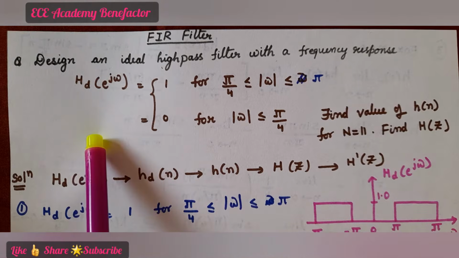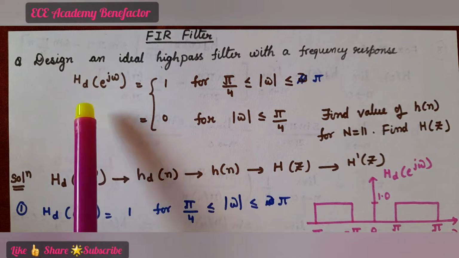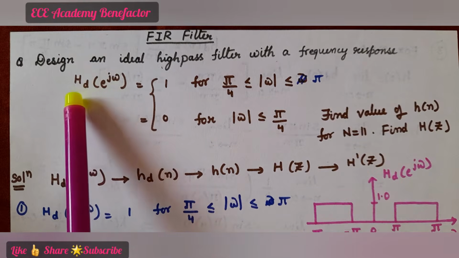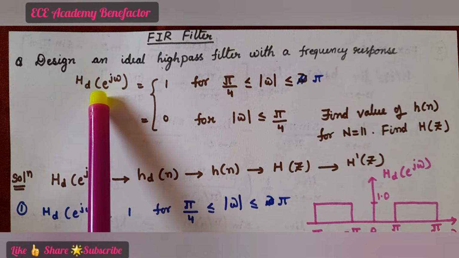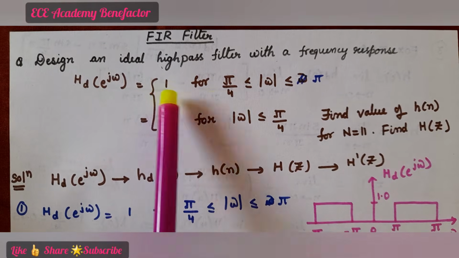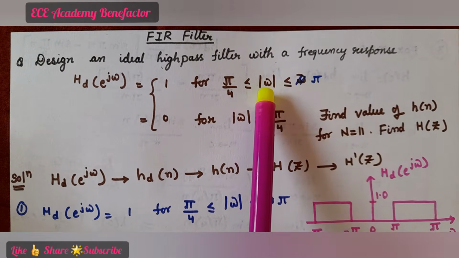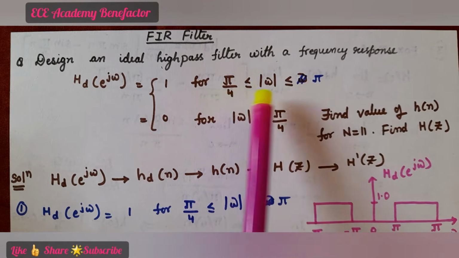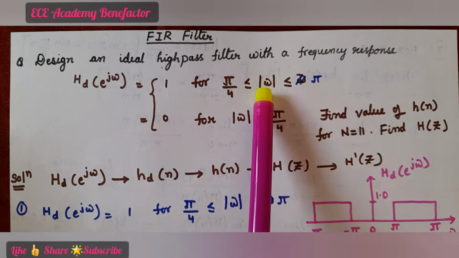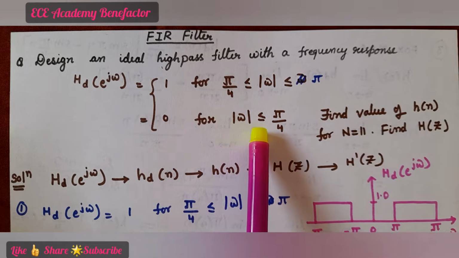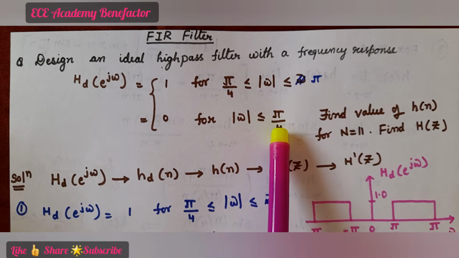The given problem is: design an ideal high pass filter with a frequency response given as H_D of e to the j omega, where D stands for desired frequency response. The desired frequency response is 1 for mod omega in the range pi by 4 to pi, and is 0 for mod omega less than pi by 4.